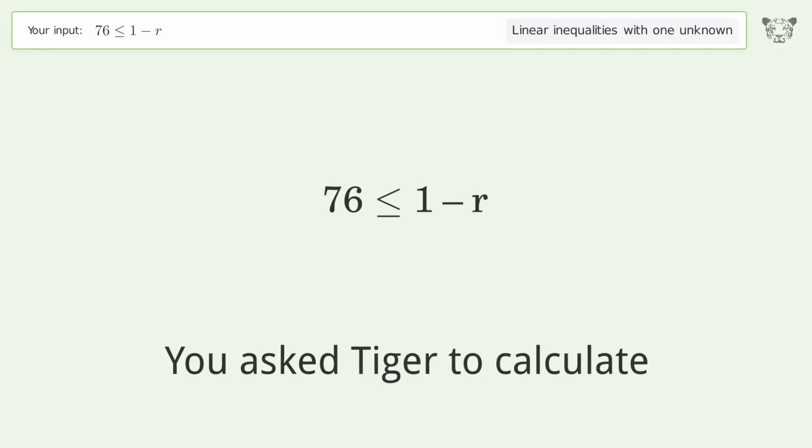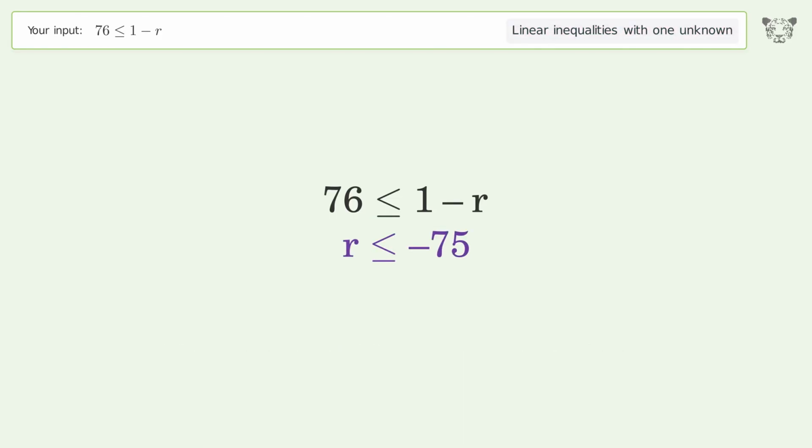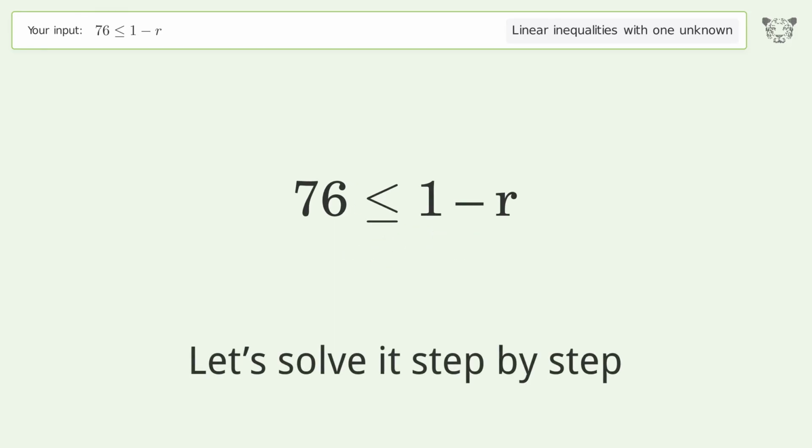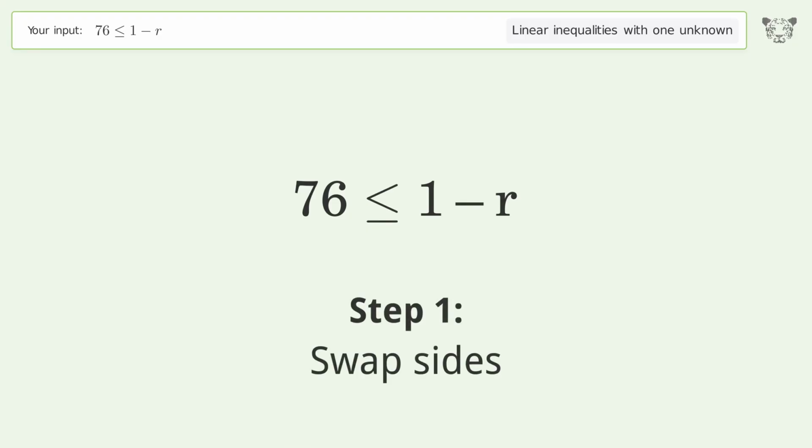You ask Tiger to calculate. This deals with linear inequalities with one unknown. The final result is r equal or smaller than -75. Let's solve it step by step. Swap sides.